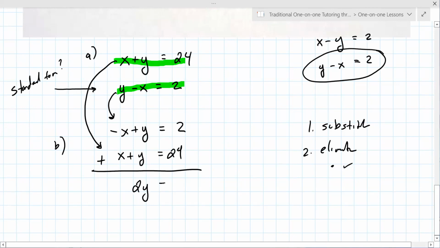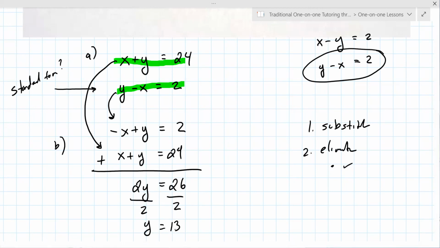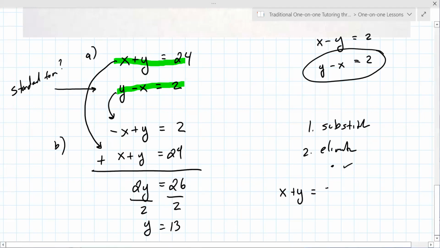Okay, and that's one reason to use elimination. So this is 2y equals 26. Divide by 2. All right, so y equals 13. And then you have a choice. You can go back to either the first or the second equation and find the value of X. So it doesn't matter to me, probably the first one, X plus Y equals 24. Y is really 13. So X is 11.